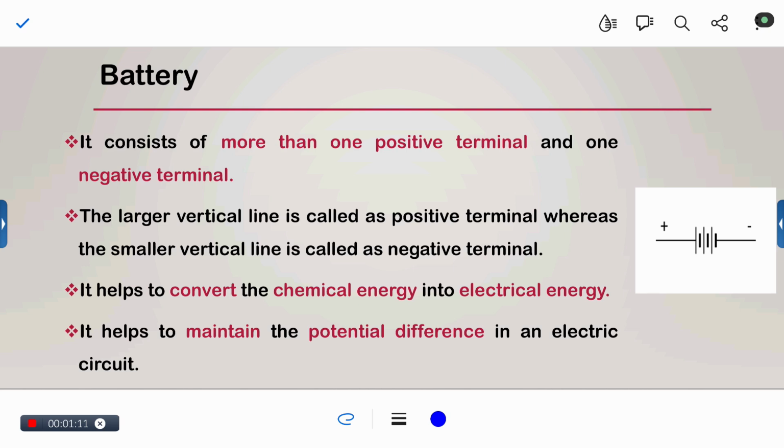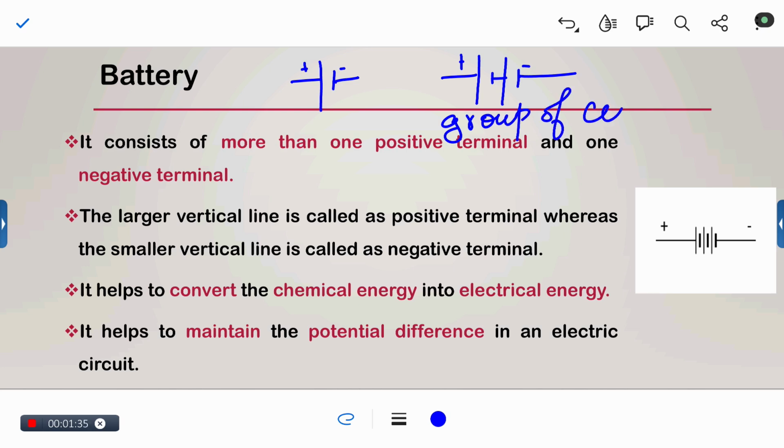Then what is the main difference between cell and battery? A cell is going to consist of only one positive and one negative terminal, whereas a battery is going to consist of more than one positive and negative terminal. If it is like this, we will be calling it a battery. That means a group of cells is called a battery.